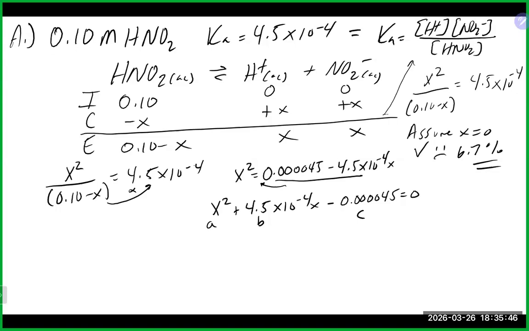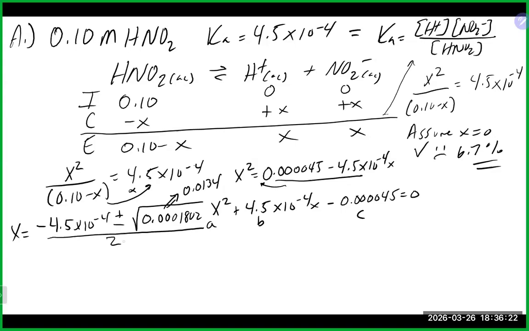Popping that into our quadratic here, which I think I did on the paper, we're going to get x is equal to minus b, which is 4.5 times 10 to the minus 4, plus or minus, and if you do everything within the square root, you will end up with 0.000, I think, 1802. And if you square root that, you will end up with 0.0134. And that's going to all be divided by 2 times a, which is 2.